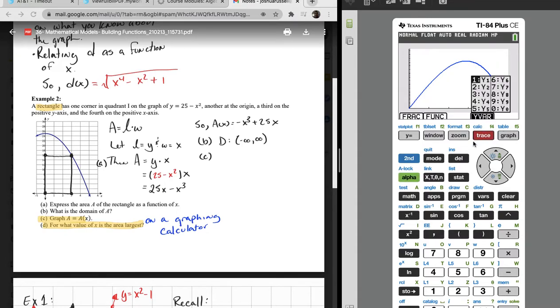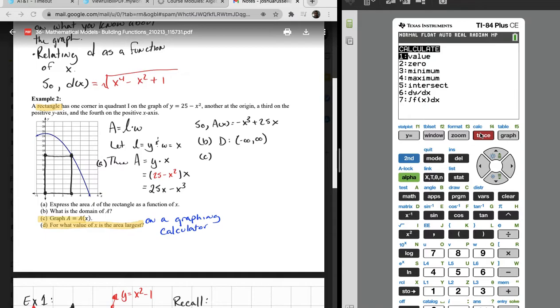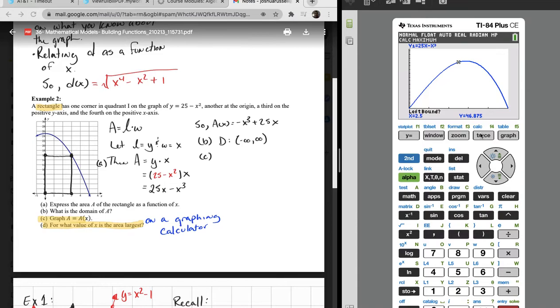So, wrong thing, sorry. We're going to go to second calculate, or second trace. For the largest, we're looking for the maximum, right? It's going to ask us for the left bound, so I'm going to hit to the left of the peak, then to the right of the peak, and then hit enter. So the width that maximizes the area is about 2.89.